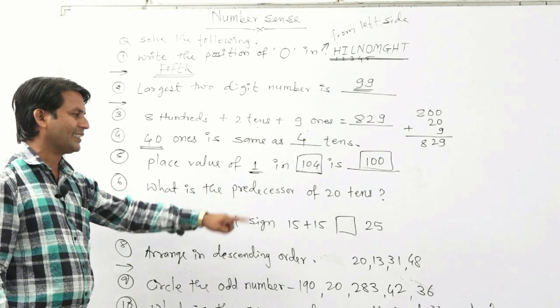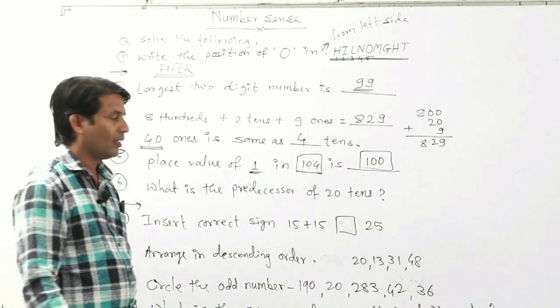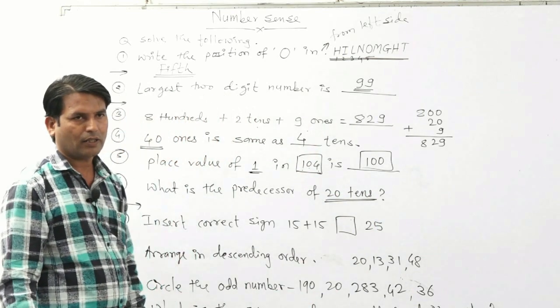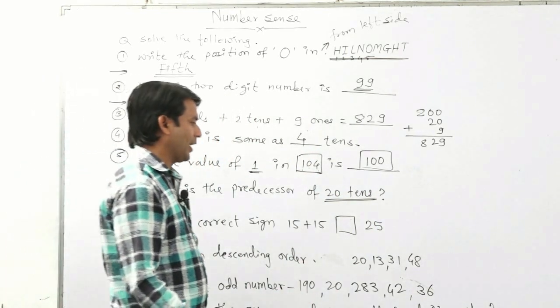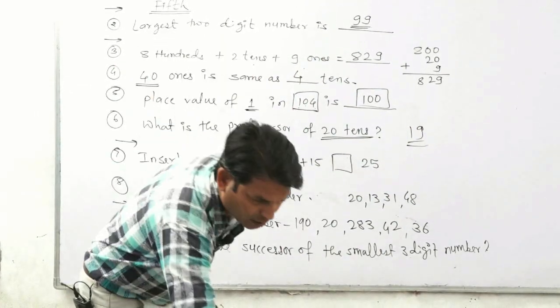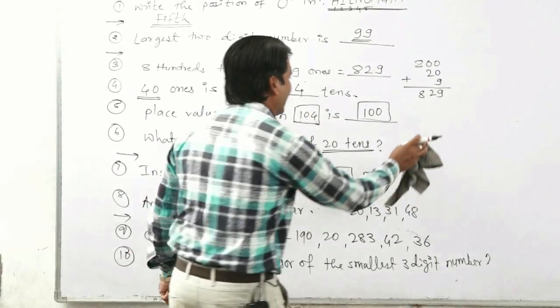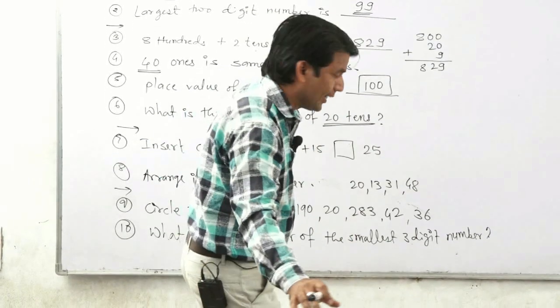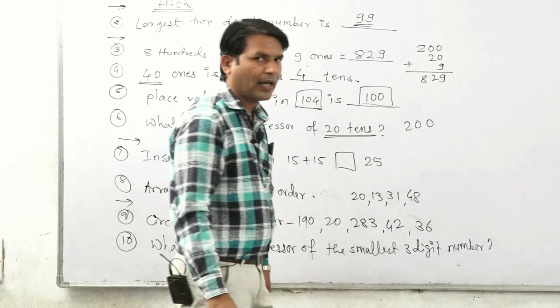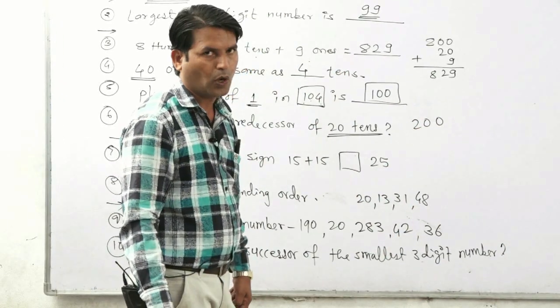What is the predecessor of 20 tens? Let us see here, friends. 20 tens means what? Simply we write 20 tens, 19 is the predecessor. Okay, that is not the correct answer. 20 tens means we have to add one zero for 20 tens. It will become what? 200.